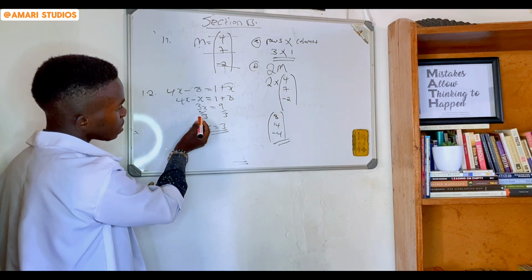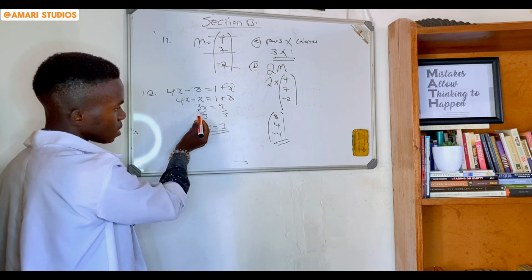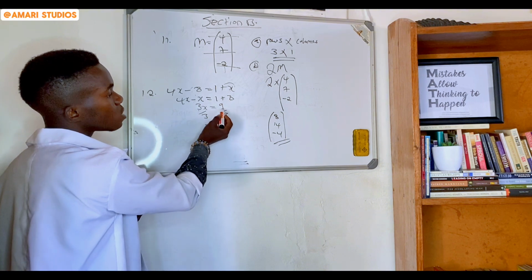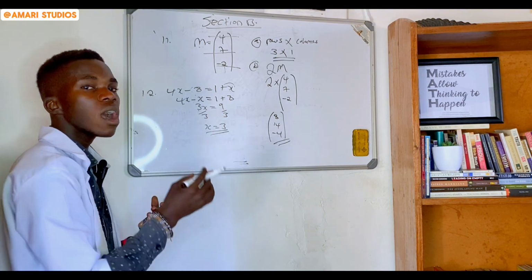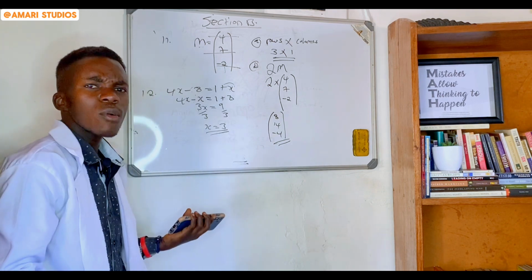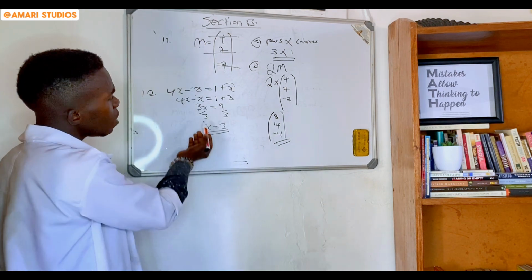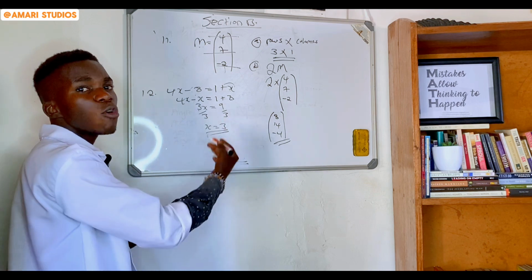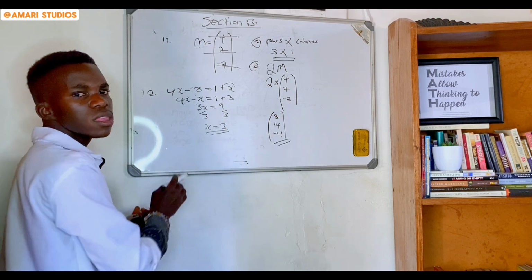4x minus x is going to give us 3x. And then 1 plus 8 is going to give us 9. And then remember, our aim is to find the value of x. So how are we going to find the value of x? We are going to divide by 3 on both sides so that we get rid of the 3 there.